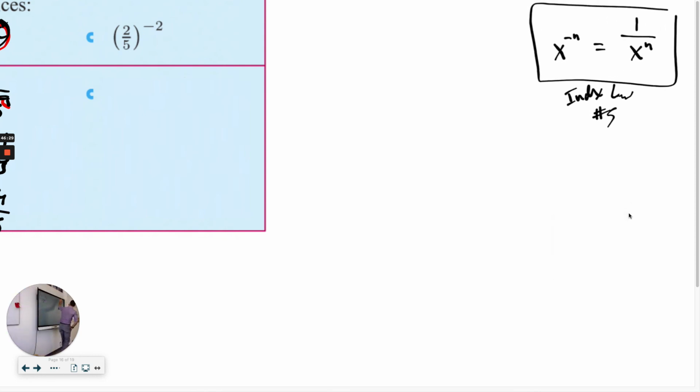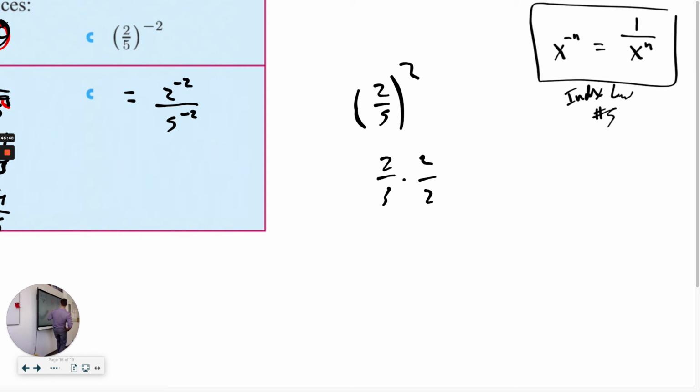So this negative 2, this one's really gross, so you'll have to follow me on it. So this is 2 to the negative 2 and 5 to the negative 2, right? I'm sort of doing that distribution in there. Because if it was 2 over 5 to the positive 2, it would mean you'd have 2 of them multiplied together, so I'd have 2 squared and 5 squared. It's negative 2, so I have a negative 2 exponent for that and that. So I think that's okay.